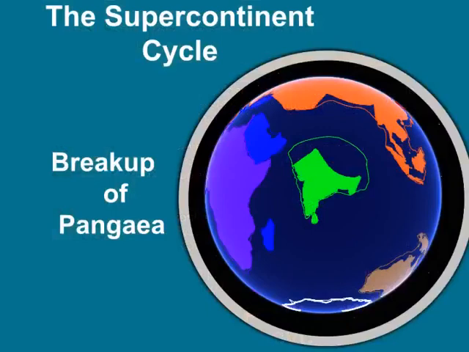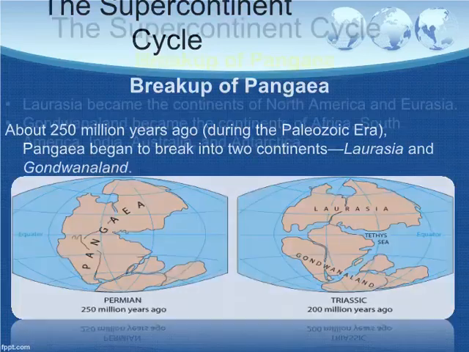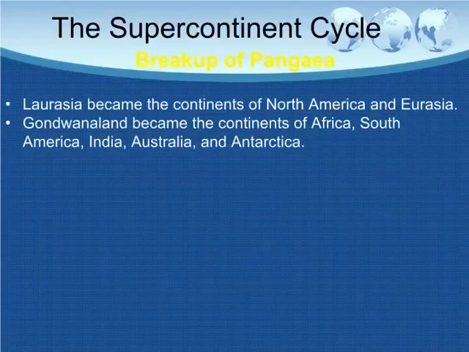Breakup of Pangaea. About 250 million years ago, during the Paleozoic era, Pangaea began to break into two continents, Laurasia and Gondwanaland. Laurasia became the continents of North America and Eurasia. Gondwanaland became the continents of Africa, South America, India, Australia, and Antarctica.